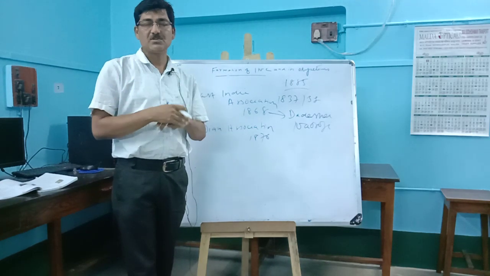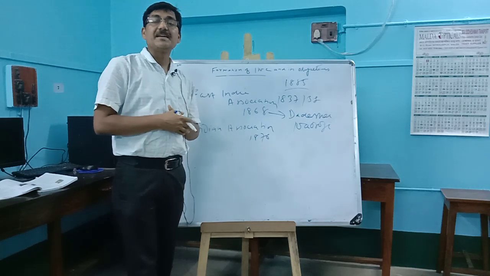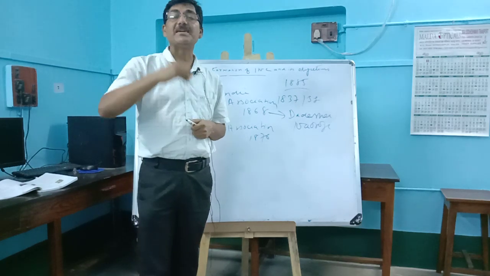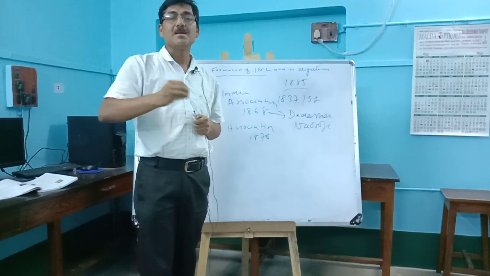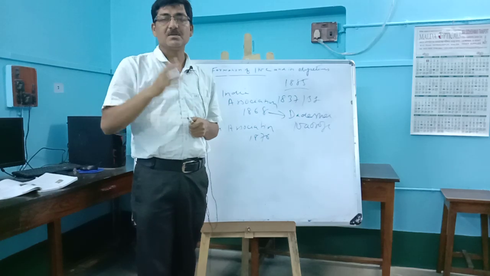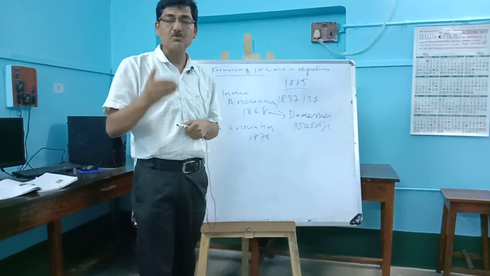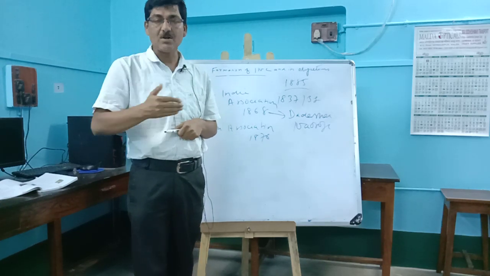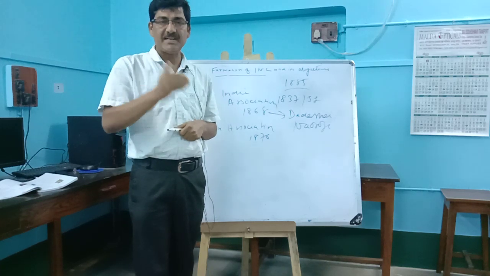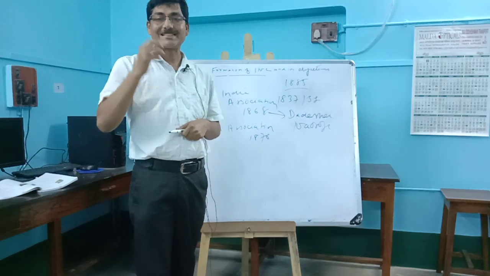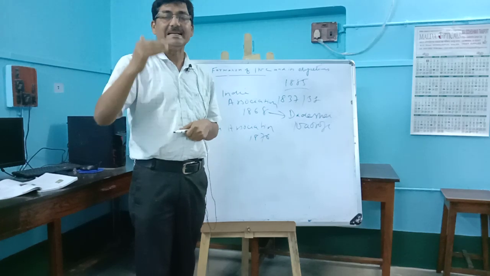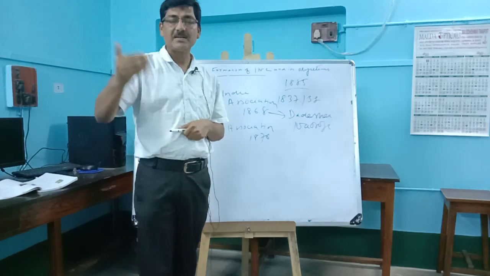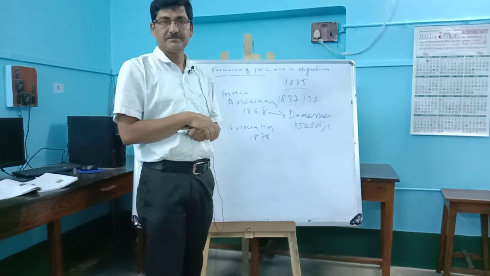What were the objectives of the East India Association? The main objective of the East India Association was to inform the British people, the British members of parliament, and the British government about the actual conditions of India. In what ways the people of India were suffering, in what ways the British government in India was exploiting the Indian masses and the Indian resources, in what ways the British government was ignoring the welfare of the Indian people.